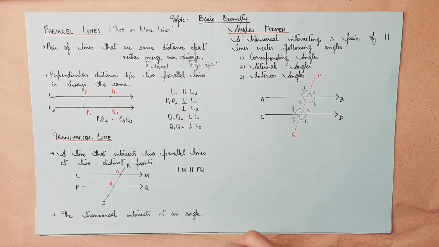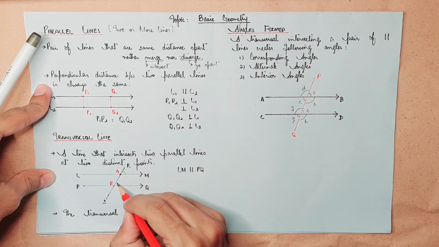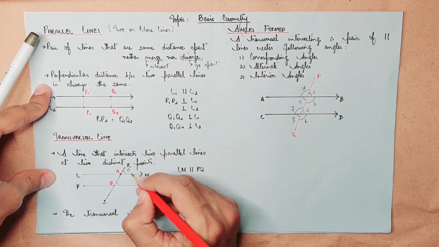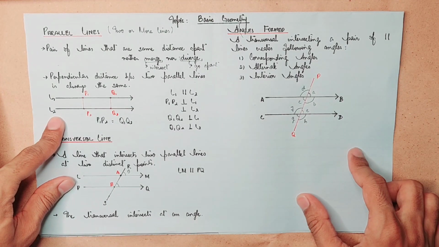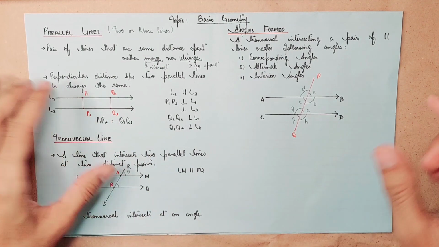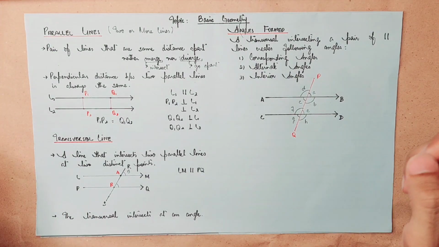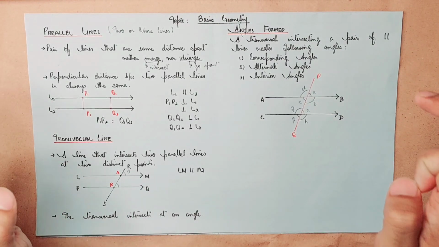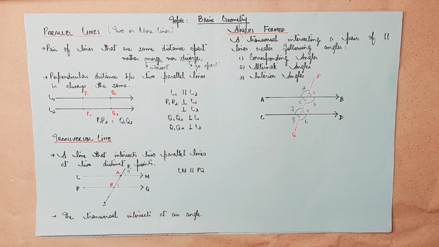Whenever a transversal intersects a pair of lines, several angles are formed. For example, here we can see that the transversal is intersecting these parallel lines at an angle called theta. That is the very basic concept, that a transversal always intersects the pair of parallel lines at a certain angle. Next, whenever a transversal intersects a pair of lines, several angles are formed, and these angles are very important in calculating unknown angles within geometry. Whenever a transversal intersects a pair of parallel lines, three pairs of angles are produced.